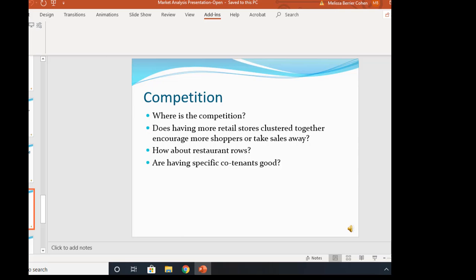One thing are restaurant rows. Typically that's a positive thing. Actually, if you have a bunch of restaurants together, more people are encouraged to go out to eat. And yes, it's competition, but it also encourages shoppers, or eaters, to go out to eat as well. And another thing to consider is whether having specific co-tenants is a good thing. So do you want to be linked in your real estate lease to a co-tenant, or do you just want to stand alone and your sales depend on yourselves?